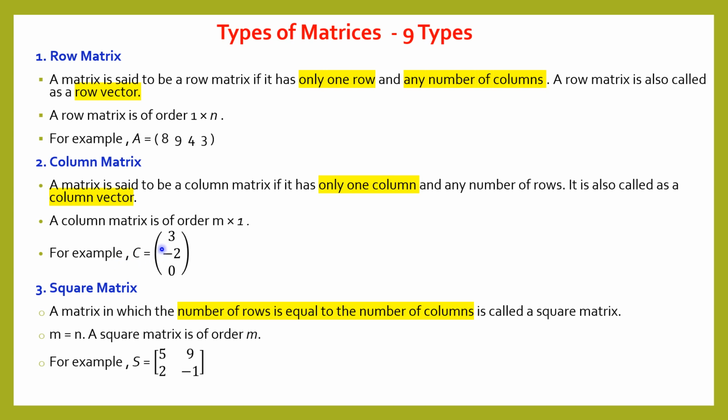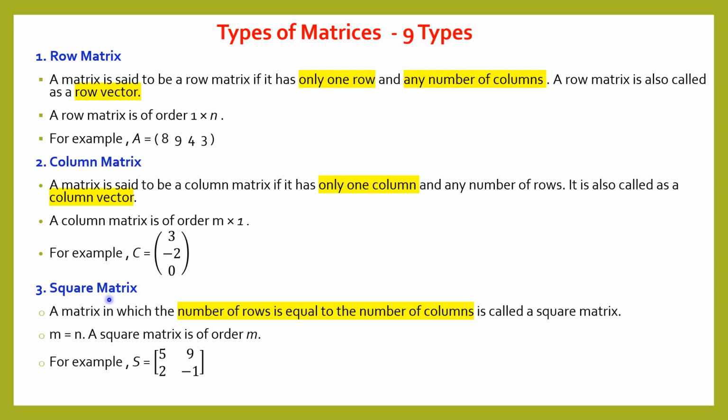C equal to, C represents the name of the matrix. Here we are having only one column with 3 rows. Okay, so 3 rows with one column. Here we are having only one column, so this is called a column matrix.